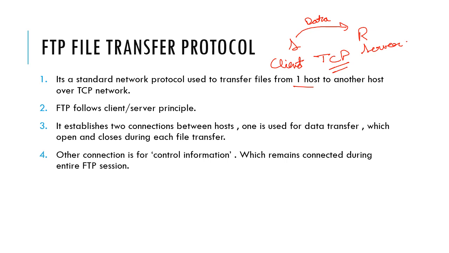And the other connection is for control information. So there are two connections happening over here which are independent of each other. This is the control information, which remains connected during the FTP session.